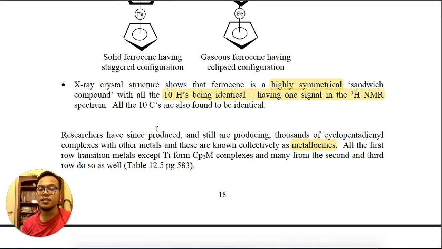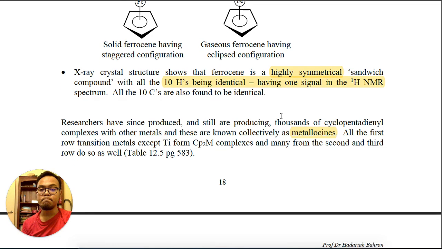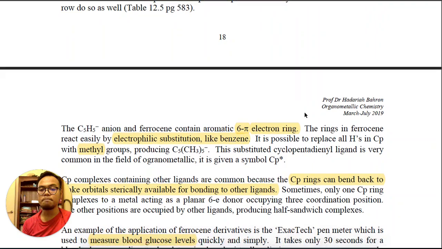From the X-ray structure, it reveals that the structure is highly symmetrical. So all hydrogens are identical. All protons are identical. So when we run proton NMR, we are going to get only one signal because all are identical. Researchers have produced, and are still producing, cyclopentadienyl metal complexes with Cp as a ligand, better known as metallocenes.